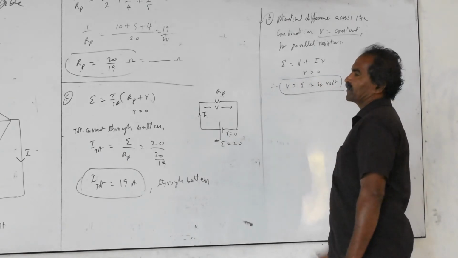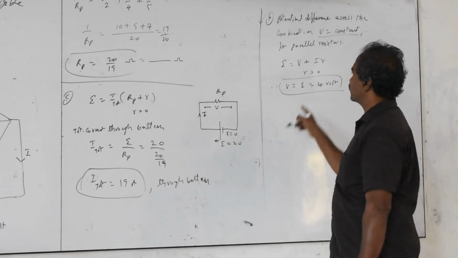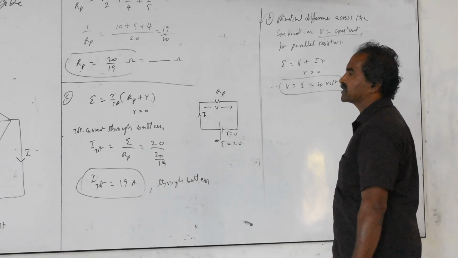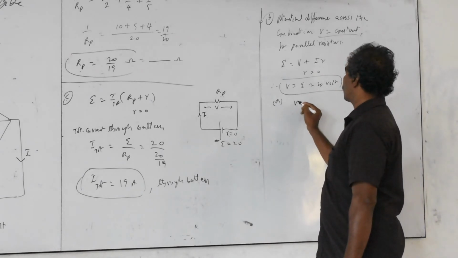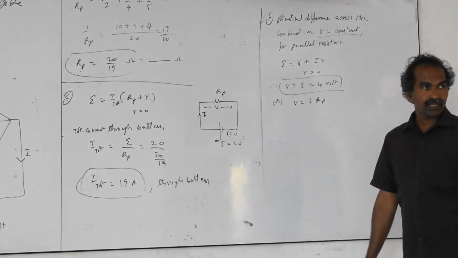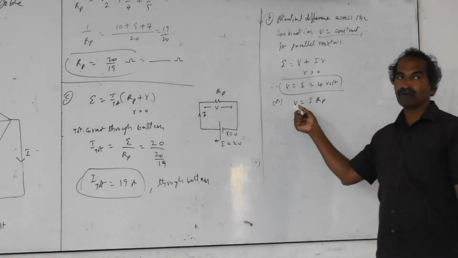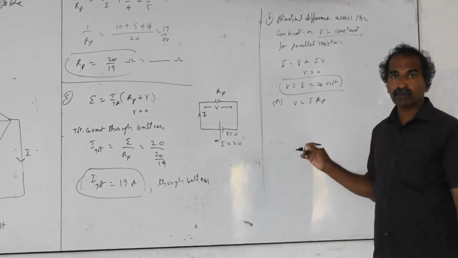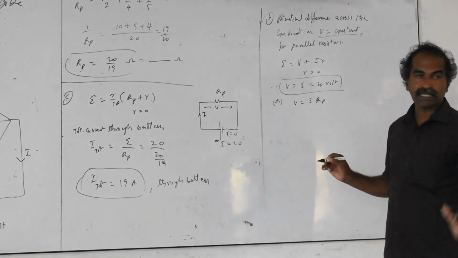V is the same. Then you can find out the current and voltage. You can follow this method, or you can also follow the relation V equal to I into R parallel, taking the I already found out into R parallel. You get the V relationship from that also, but you don't need to take both methods in the examination. Take only one method, so I into RP.